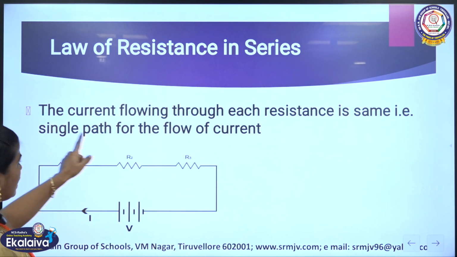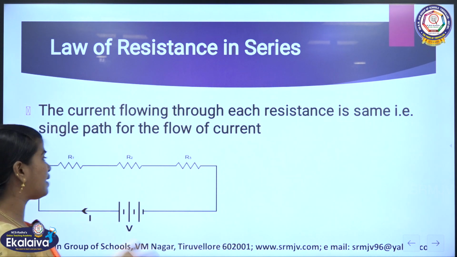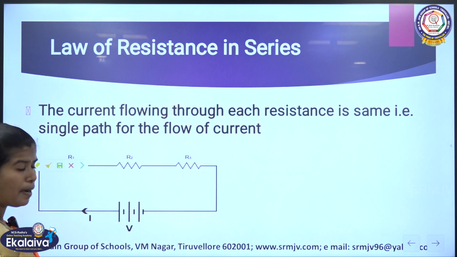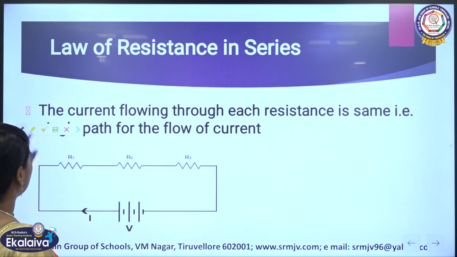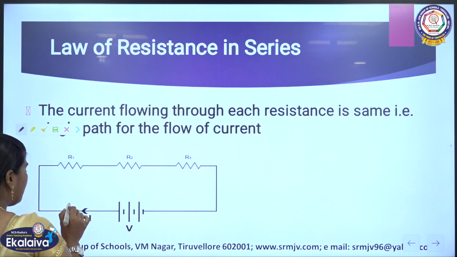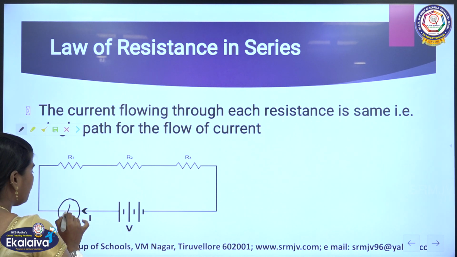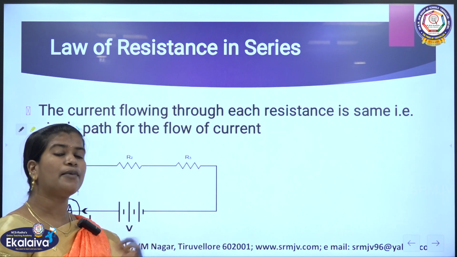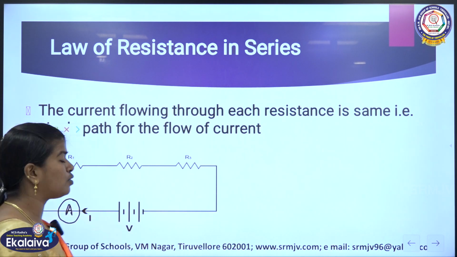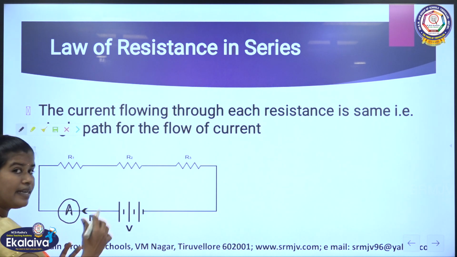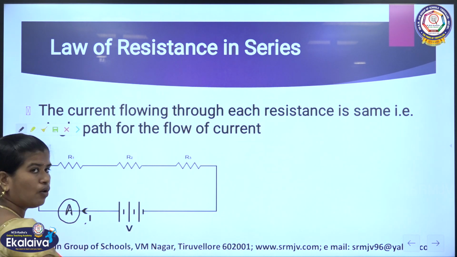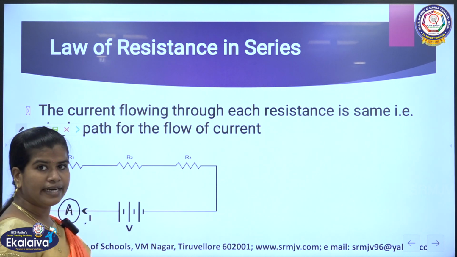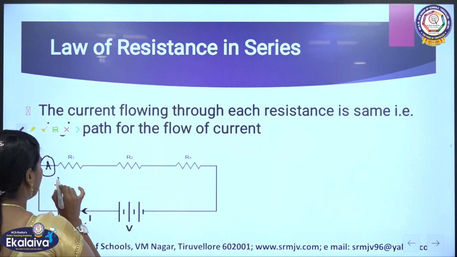The current flowing through each resistance is the same, which means the current gets only one path. For example, if I am connecting the ammeter over here, you know very well the use of ammeter. Ammeter is used to measure the amount of current flowing through the circuit. So, if I connect the ammeter, I will get a reading. Let me take it as I. Suppose I connect the ammeter over here, again I will get a reading. Let us take it as I1.